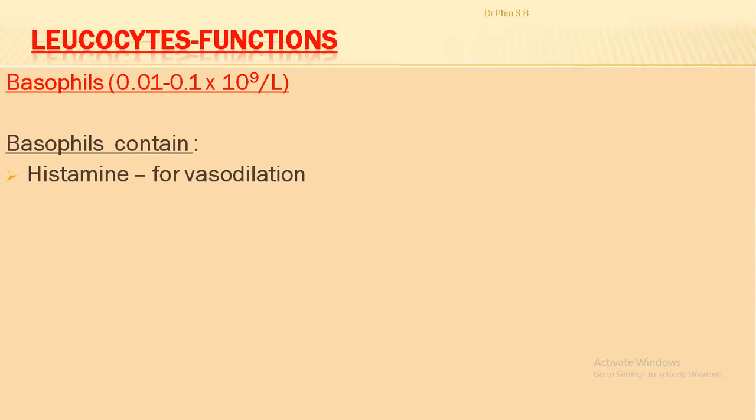Why? Because once they are activated, the basophils will be able to release the histamine, and the histamine will cause vasodilation. And when you have vasodilation, the permeability of the capillaries will increase, or the permeability of the blood vessel wall, the cardiovascular wall, will increase. Once there is an increase in the permeability, other cells will find it easy to move across, to go to the location of inflammation, or to go to the location of infection. At the same time, there is movement of fluids from the cardiovascular system to the tissues when you have more vasodilation. Okay, so that is a function of the basophil.